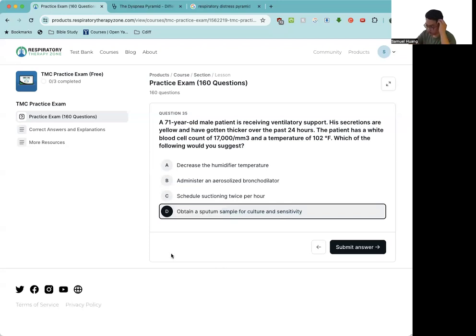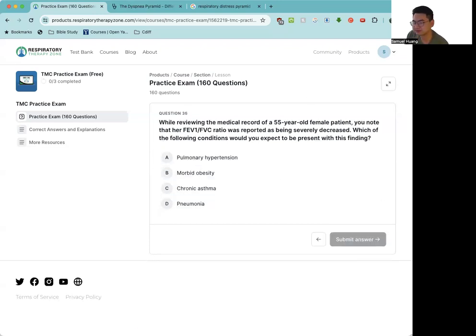Suctioning is great. However, we don't know if they're breathing poorly. Definitely we should suction them if they're desatting, but probably not twice every hour. Bronchodilator. Let's treat the pneumonia first. Nice.